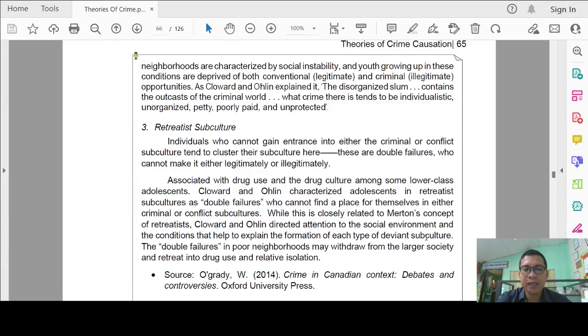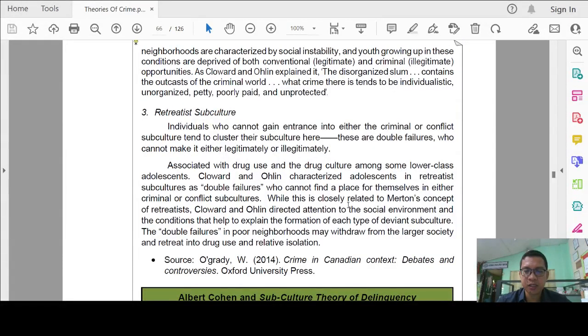So these are individuals who cannot gain entrance into either criminal or conflict subculture and tend to cluster in this subculture. These are double failures who cannot make it either legitimately or illegitimately. It is associated with drug use and drug cultures among some lower class adolescents. Cloward and Ohlin characterize adolescents in the retreatist subculture as double failures who cannot find a place for themselves in either criminal or conflict subcultures, which is closely related to Merton's concept of retreatism. Cloward and Ohlin directed attention to the social environment and conditions that help to explain the formation of each type of deviant subculture. The double failures in poor neighborhoods may withdraw from larger society and retreat into drug use and relative isolation.